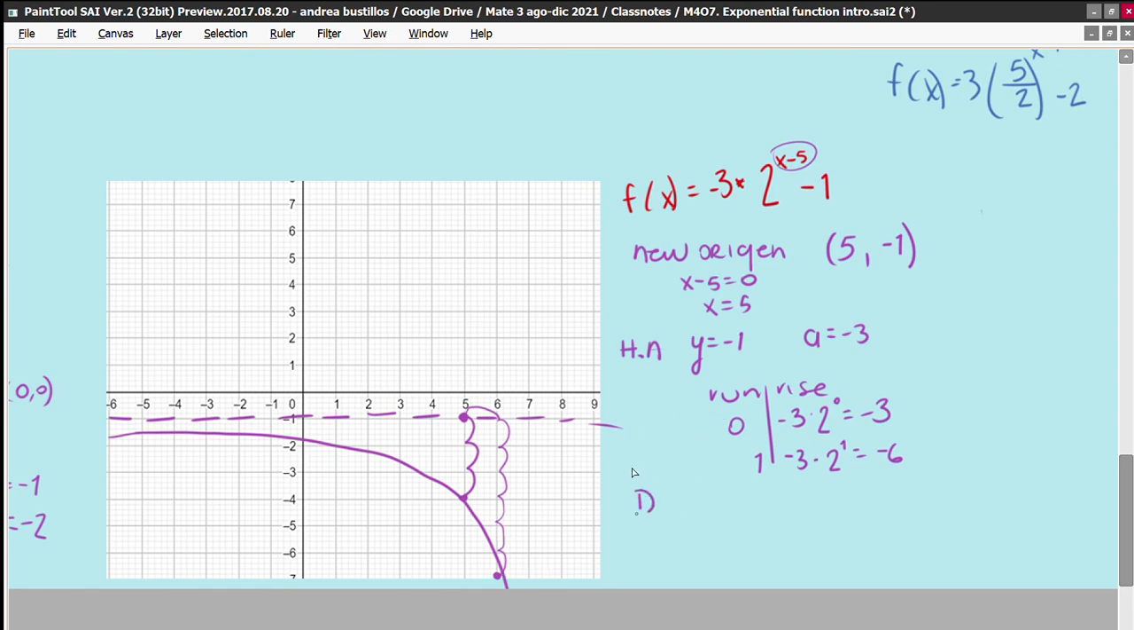So the domain for this function is, as usual for any exponential function, all real numbers. And the range is associated with the y variable, which means that if I start from the bottom, that is from minus infinity, my function stops at my horizontal asymptote. So the range for this function is from minus infinity to minus 1, not included, because the function is never going to touch or cross the horizontal asymptote.